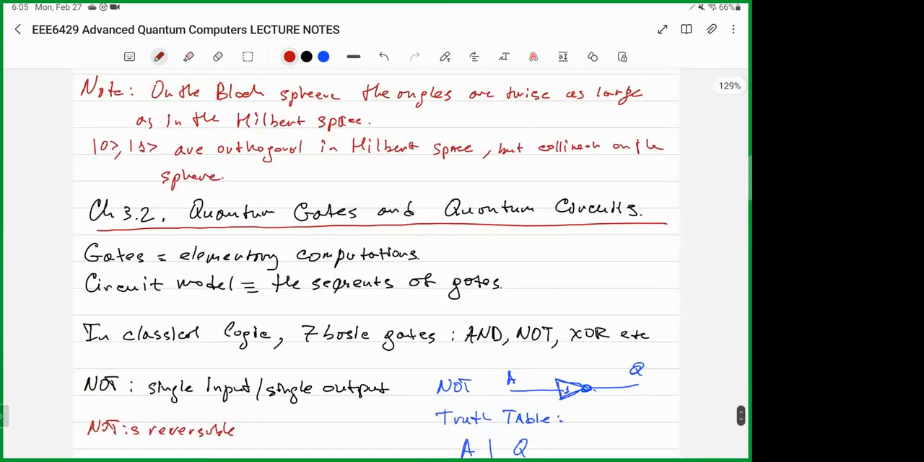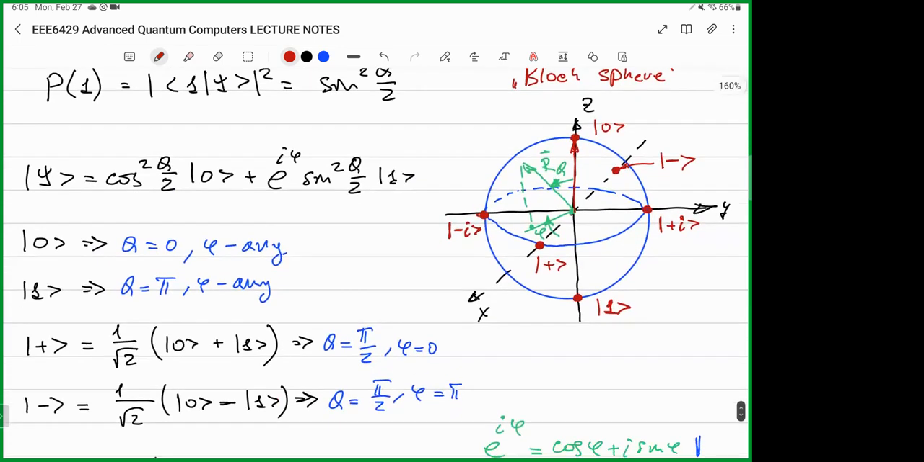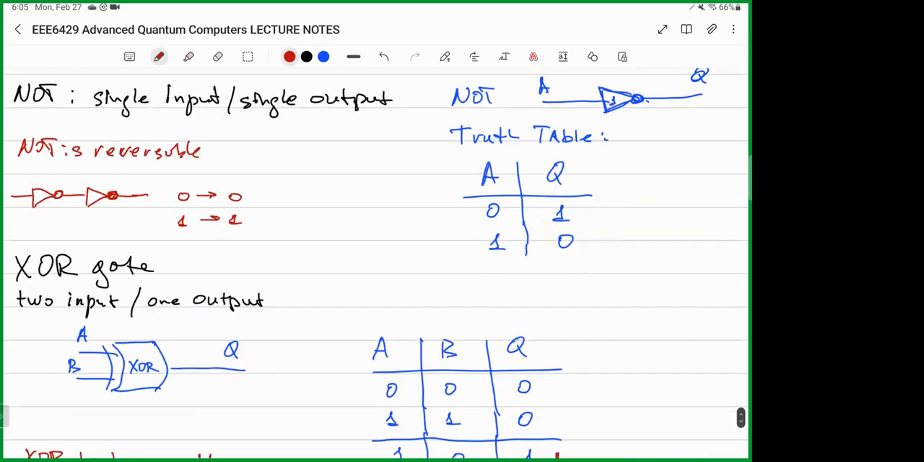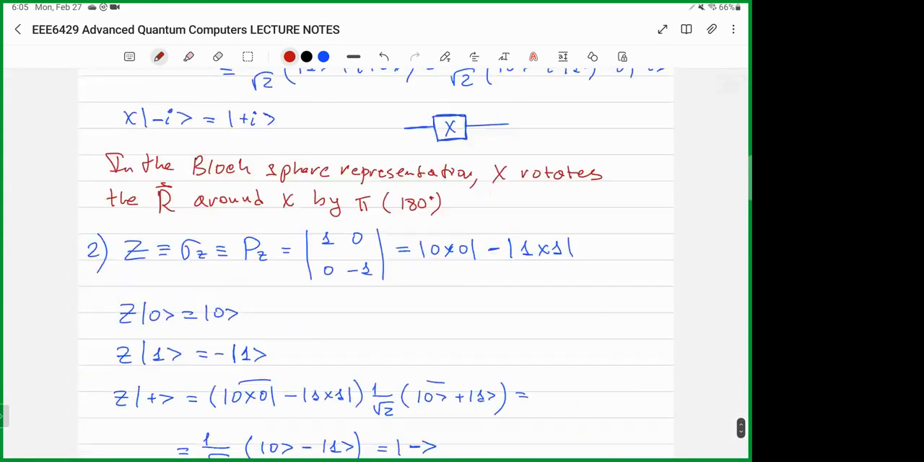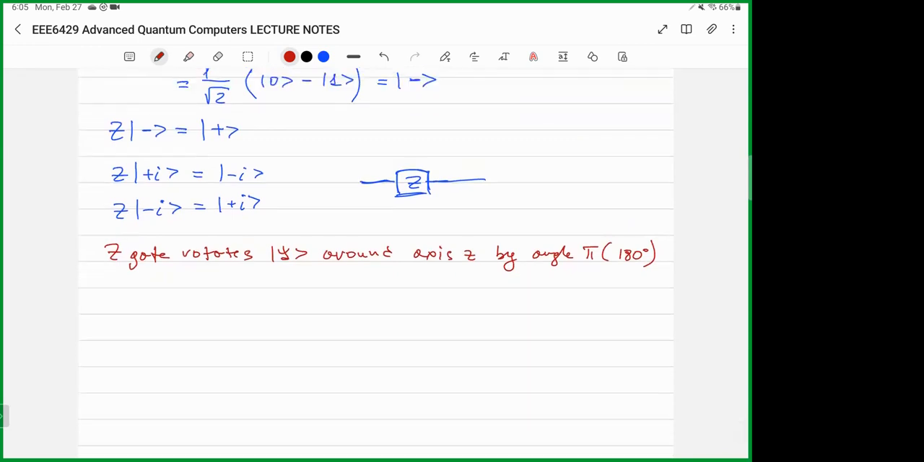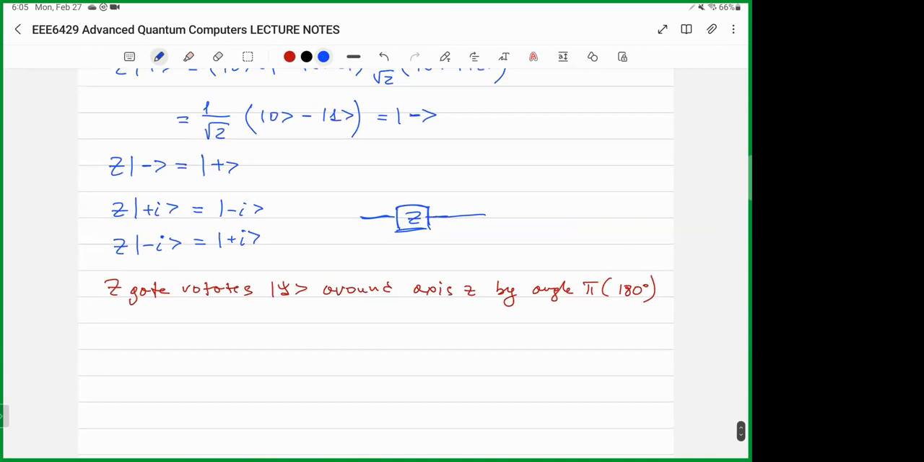So it's very easy to see what happens in this Bloch sphere representation. I find this axis Z, and when I rotate this sphere around the Z axis, the states 0 and 1 don't change at all, and the states plus and minus flip, and plus I and minus I also flip. So it's very easy to memorize how these gates work. Do you have any questions?